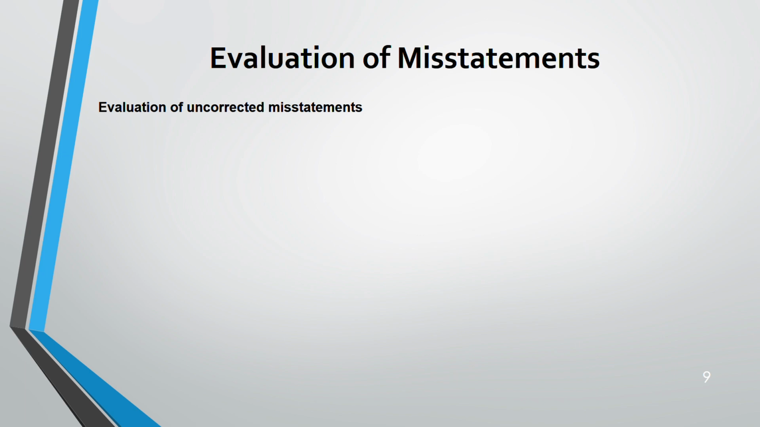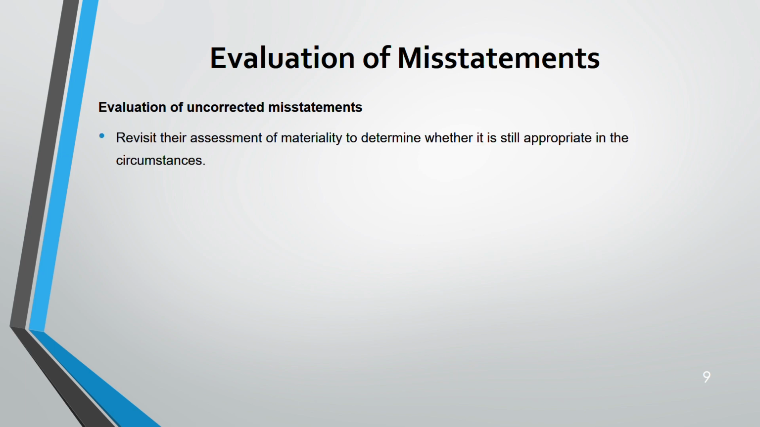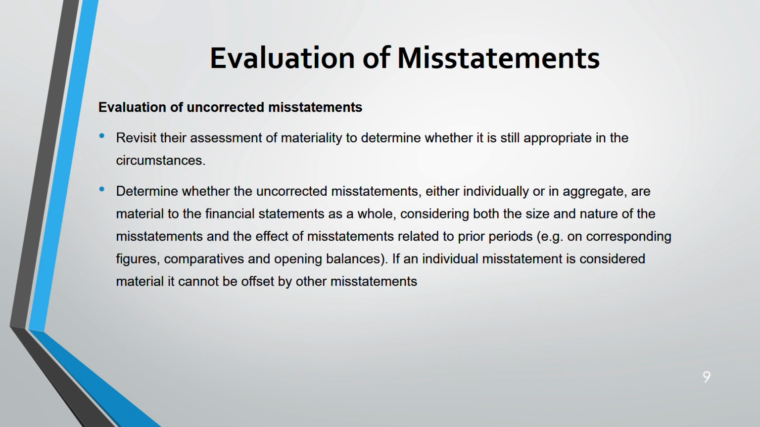Now, evaluation of uncorrected misstatement. Here, revisit the assessment of materiality to determine whether it is still appropriate in the circumstances. Second, determine whether the uncorrected misstatements, either individually or in aggregate, could be material to the financial statements as a whole or not. When doing this, make sure you consider both the size and the nature of the misstatement. Some items, in terms of their nature, are material, like related party. If you check by the amount, they might not be material, but the nature is such that they are considered material. Some are material based on the quantitative threshold, the number that is given. So you have to check both.